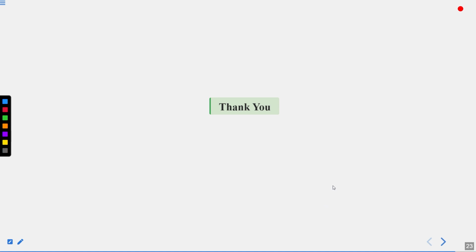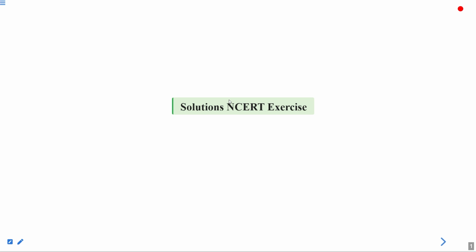So this was our theory part. Now we will see some exercise questions of the NCERT. So just wait for a while. I will just change the deck. Okay, now we will do some NCERT exercise of the chapter solutions.